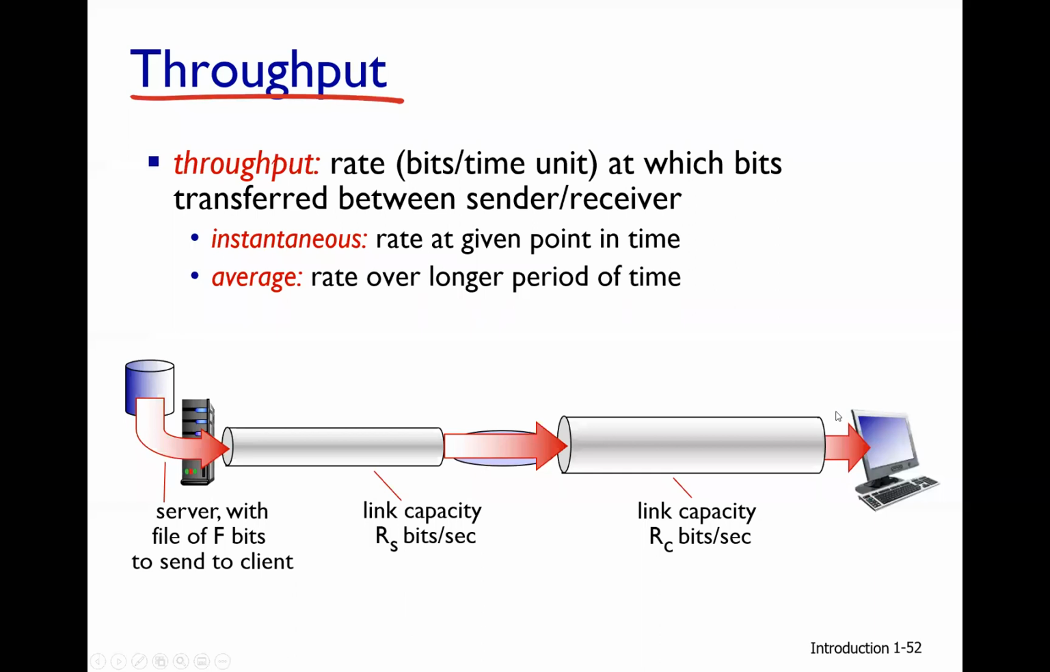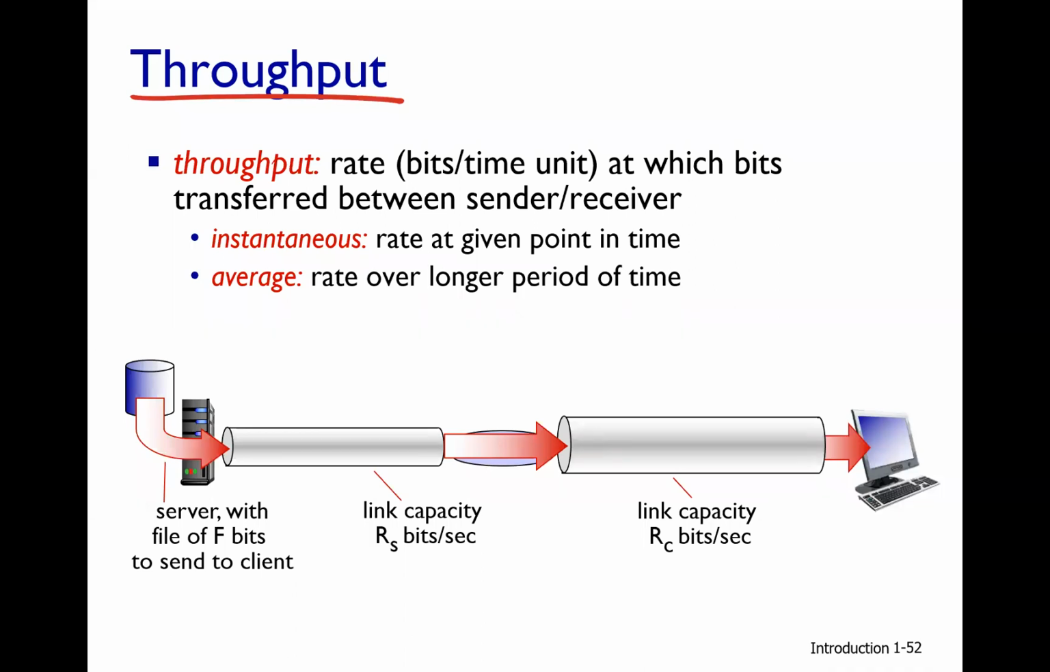Well, the next metric we're going to talk about is throughput. Throughput is defined as the rate at which bits are transferred between sender and receiver. Throughput sometimes has different names. Sometimes we refer to it as link transmission rate, link capacity, or bandwidth, depending on the context. But overall, this is a rate for the amount of data you're going to transmit over a period of time.